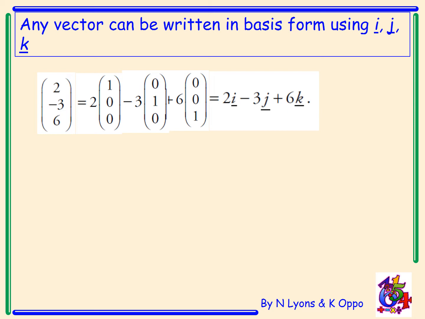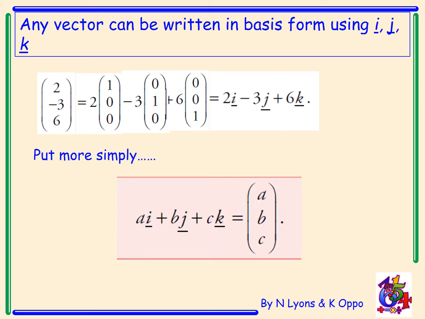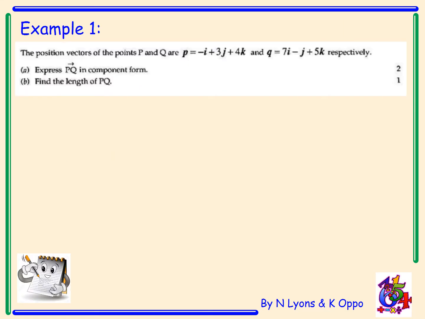times the vector k. So put more simply then, if I have a vector equation ai plus bj plus ck, then I take the numbers before these little unit vectors, and that's just the components of the vector (a, b, c). It's a lot easier than it looks just now. So let's try an example together.